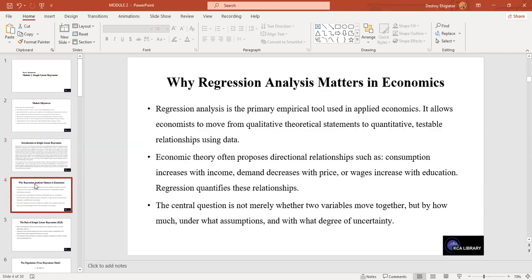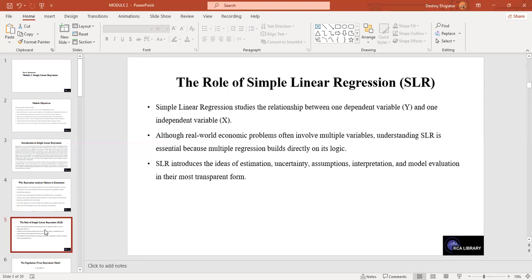Why regression analysis matters in economics. Regression analysis is the primary empirical tool used in applied economics. It allows economists to move from qualitative theoretical statements to quantitative testable relationships. So regression establishes the relationship between X and Y. Economic theory often proposes directional relationships, such as consumption and income. Regression quantifies these relationships. The central question is not merely whether two variables move together, but how much, under what assumptions, and with what degree of uncertainty.